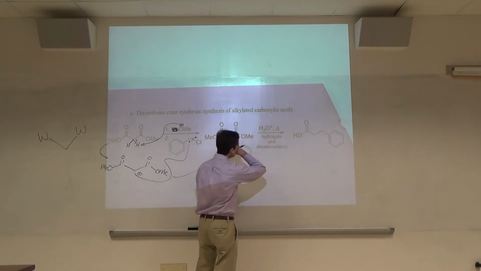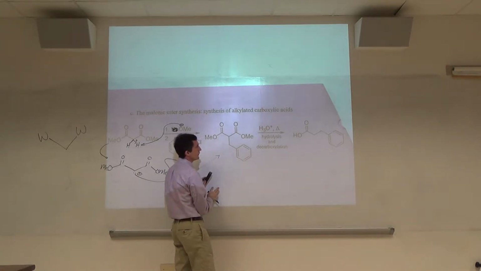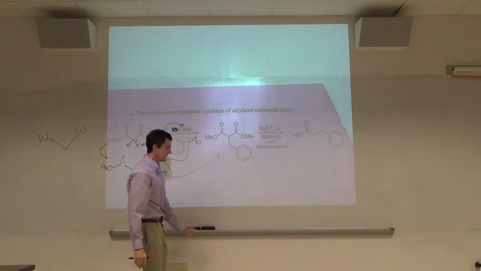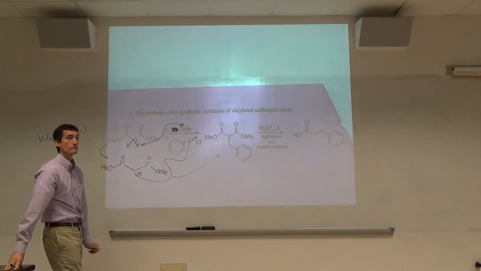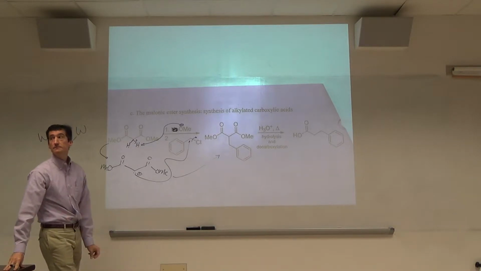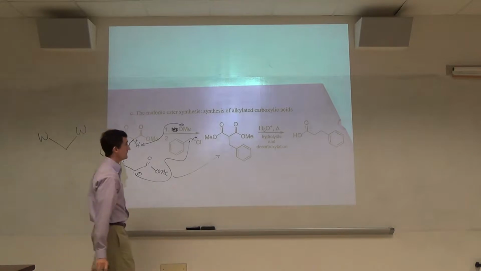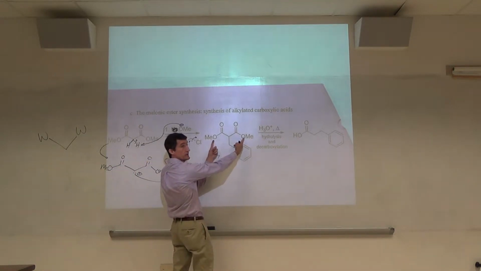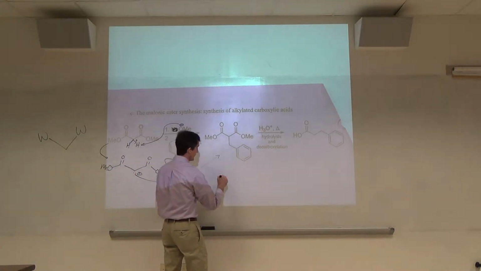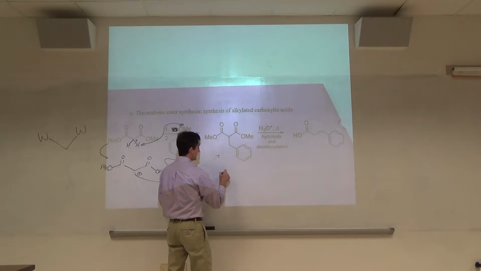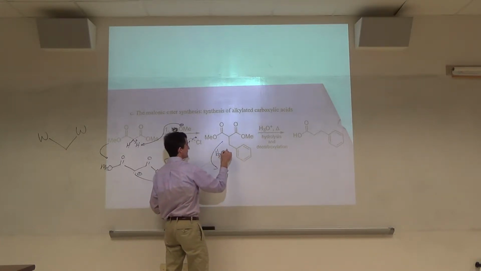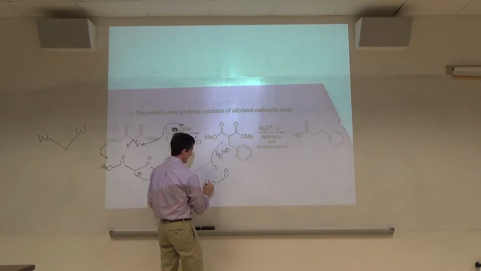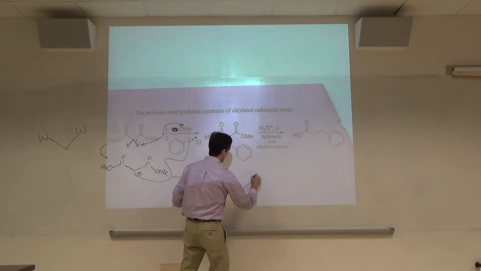Okay, we take this with H3O+. What are we going to do? What does aqueous acid do to an ester? It hydrolyzes it. We've got two esters though. It's going to hydrolyze them both. And so we treat this with H3O+. We're going to end up with two carboxylic acids.